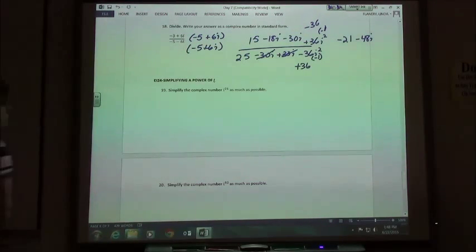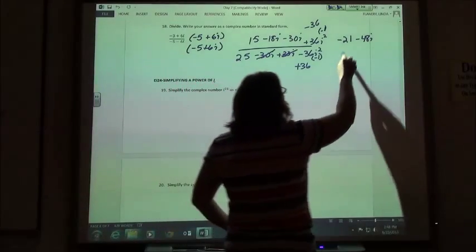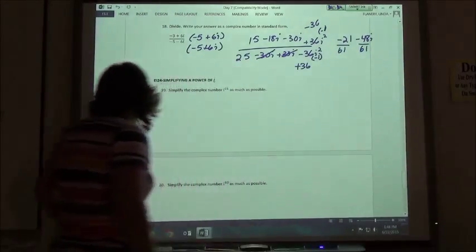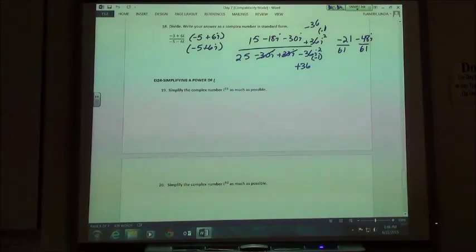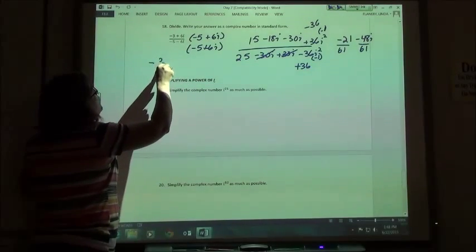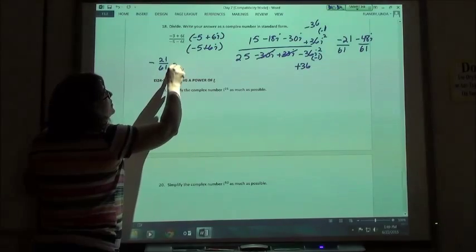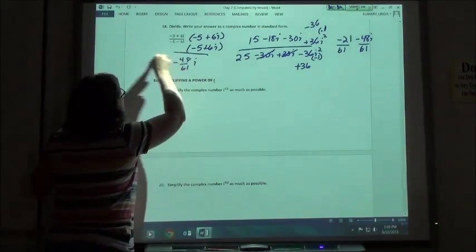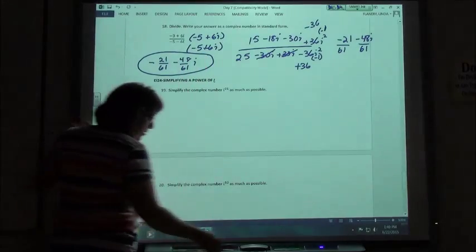So at the bottom of each of my fractions, I'm going to have a 61. If I could reduce those fractions, I would. I don't think I can, but I'm going to double check quickly. Nope, I can't. And so my answer is going to be negative 21 over 61 minus 48 over 61, and the i goes behind that so that it's in standard form.